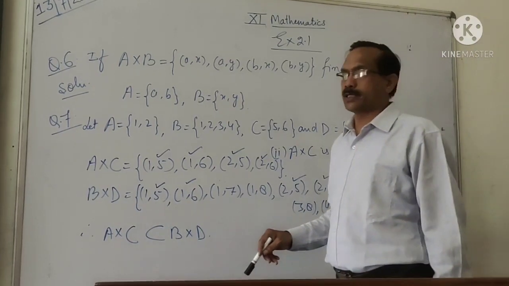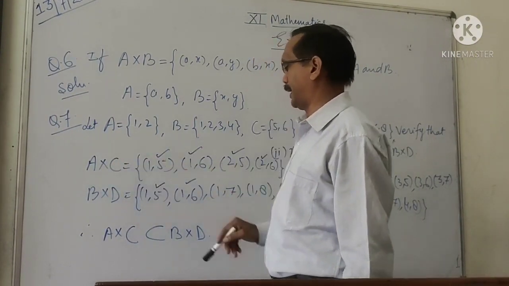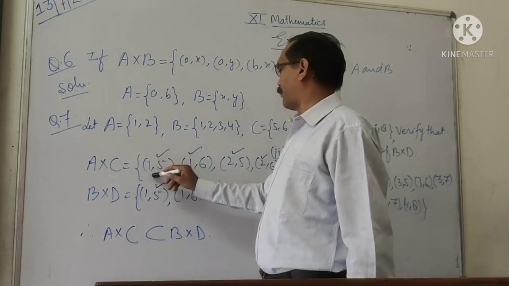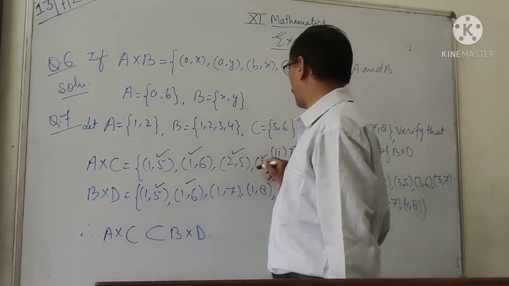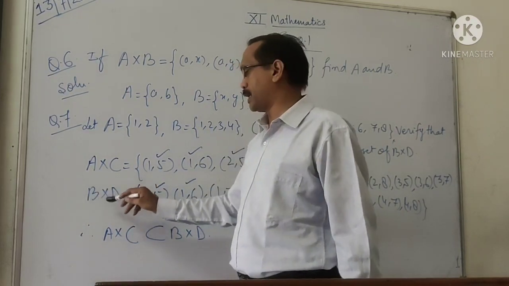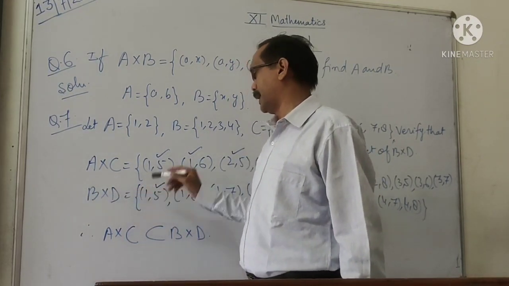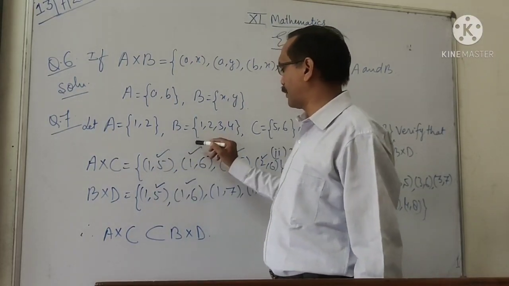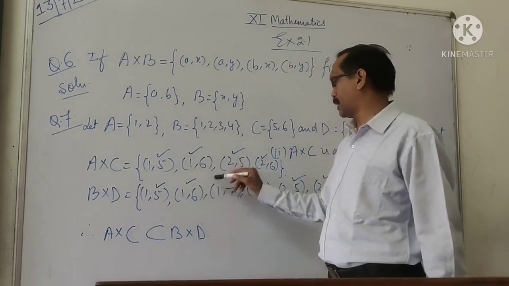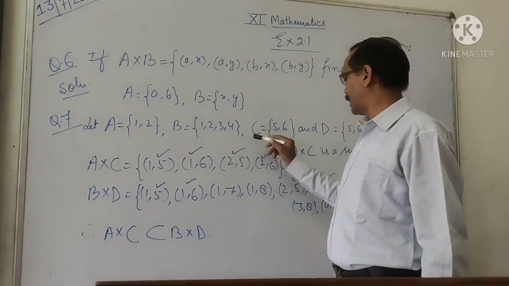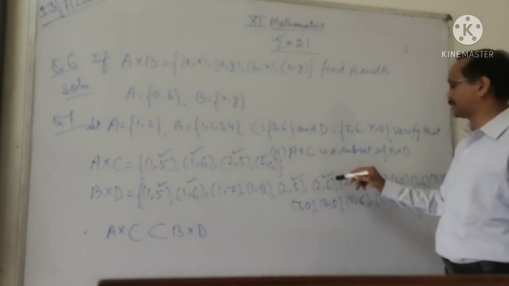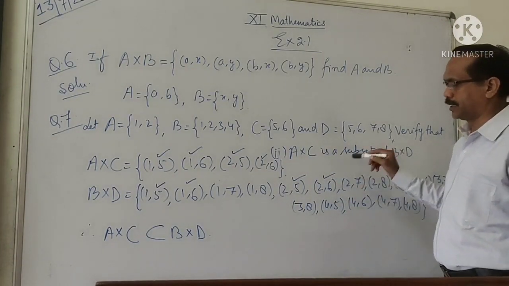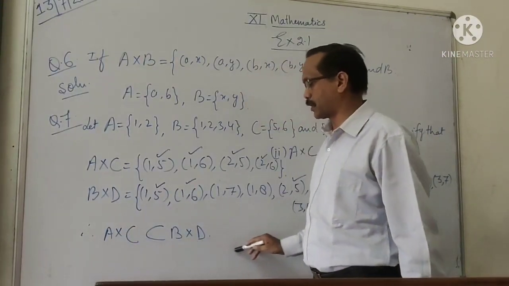Now see, all the elements of the set A cross C, that is (1,5), (1,6), (2,5), (2,6), are also elements of B cross D. See, (1,5) is here, (1,6) is here, (2,5) is here, (2,6) is here. So A cross C is a subset of B cross D.